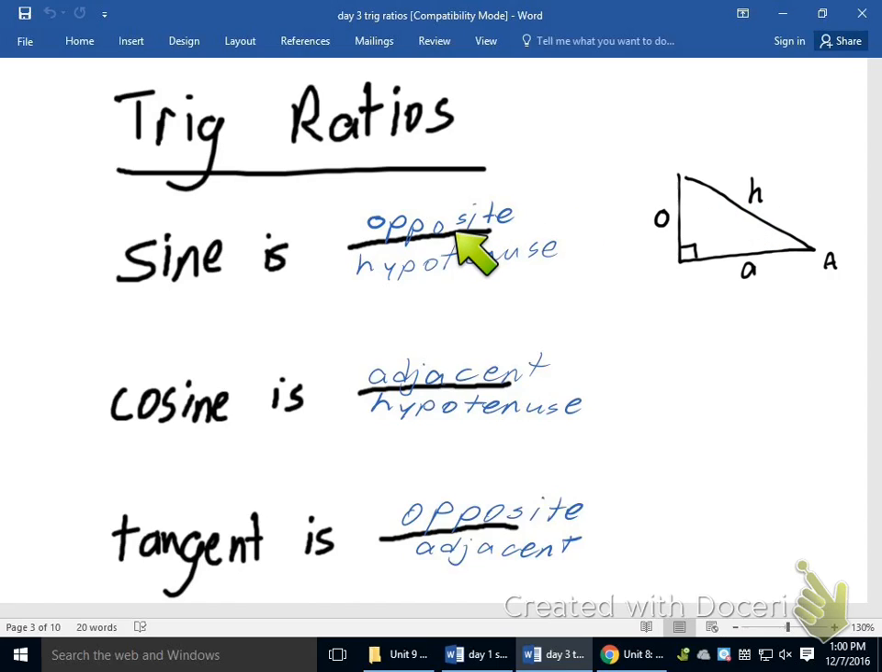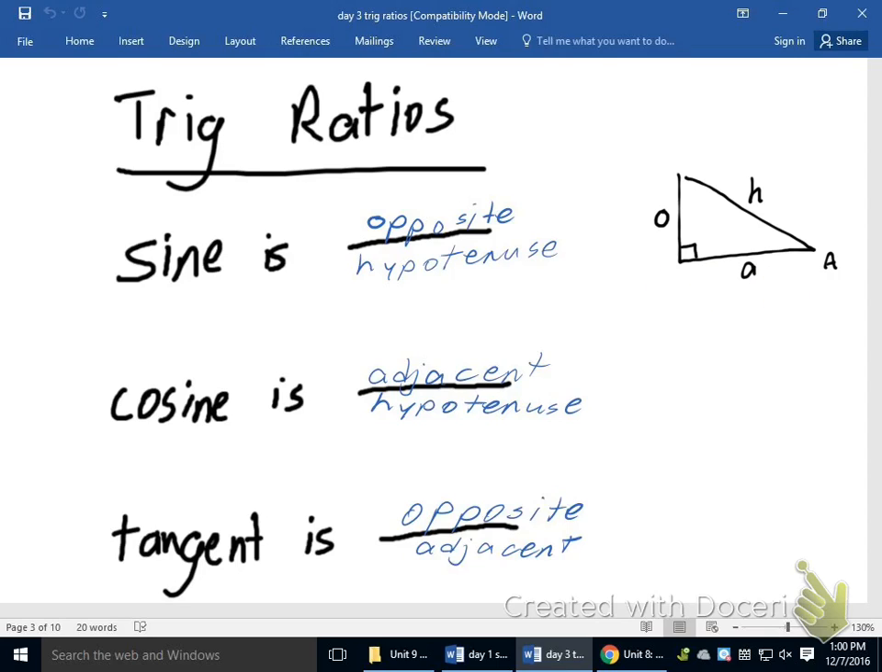So the sine of angle A is always equal to the ratio of the opposite side length divided by the hypotenuse. In this case, O over H. The cosine is the adjacent leg divided by the hypotenuse. In this case, A divided by H. And the tangent is the opposite leg divided by the adjacent leg. So in this case, O divided by A.